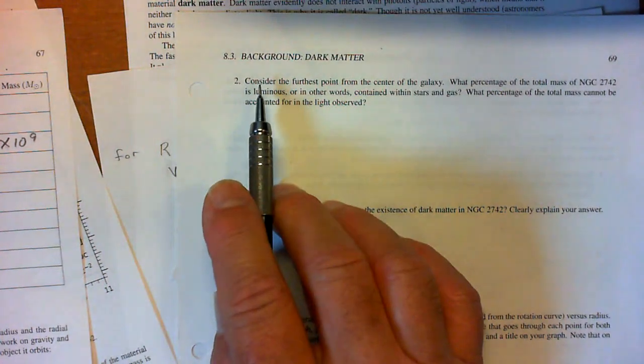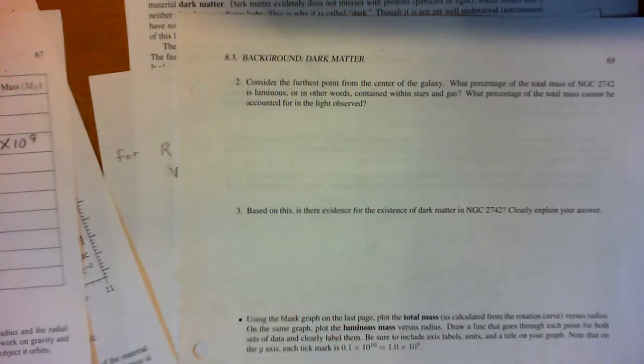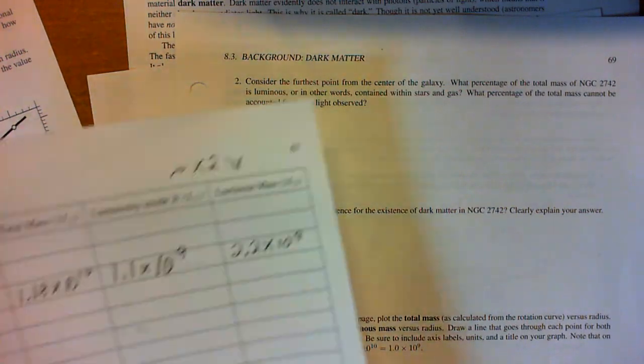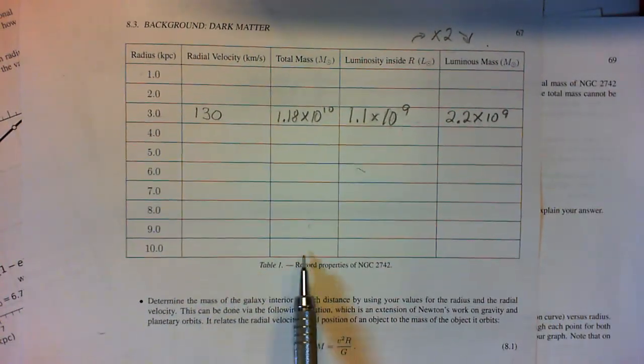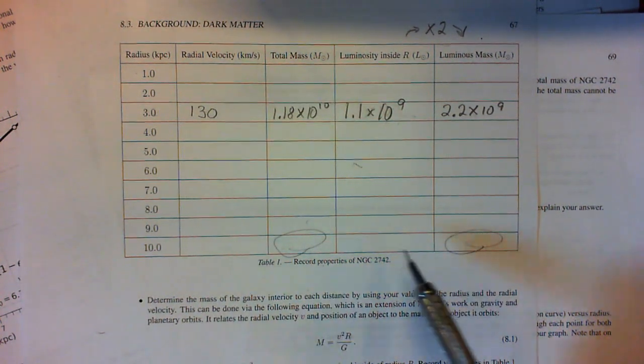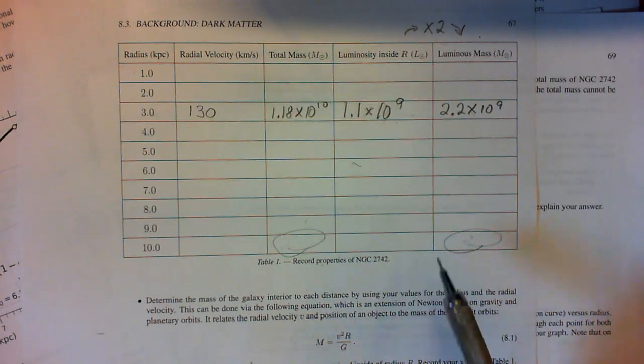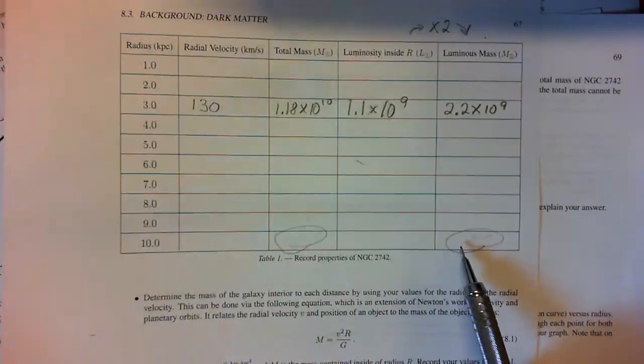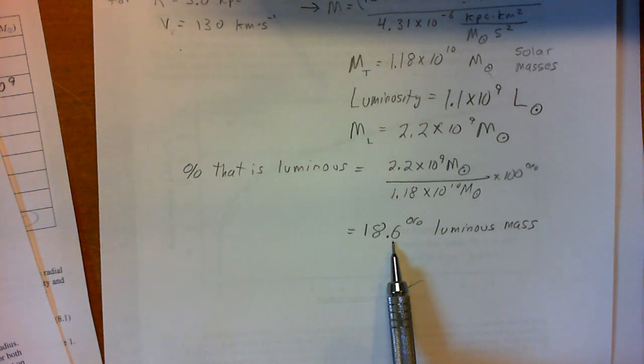Now the instruction says, consider the furthest point from the center of the galaxy. So that's what they want you to consider. So I haven't given you the numbers. You find those numbers yourself. So you're working with this number here and this number here. That's the farthest point from the center of the galaxy. So you want to calculate a number different than mine for the ratio of luminous to non-luminous mass. To find the percentage that's dark matter, you would simply subtract your percentage from 100. So for example, at 3 kiloparsecs, the percentage that is dark matter is 100 minus 18.6.